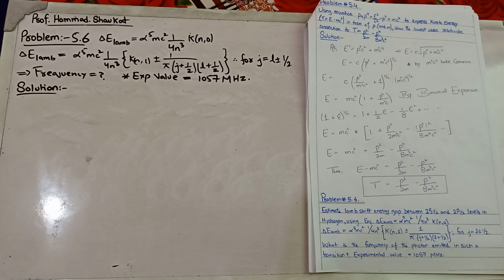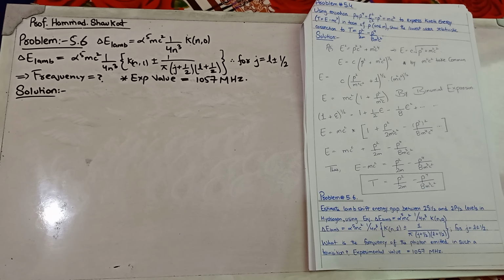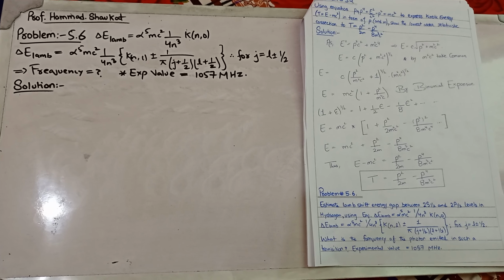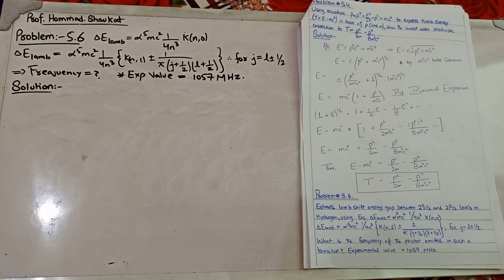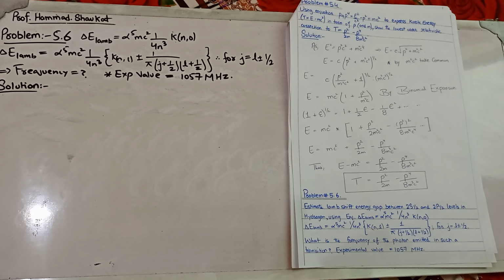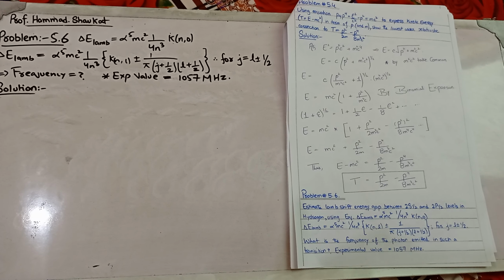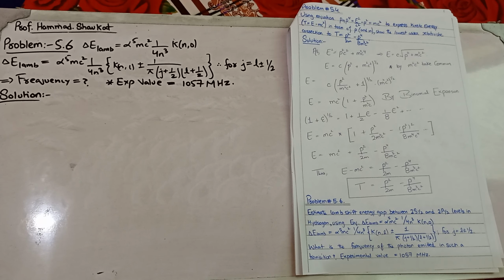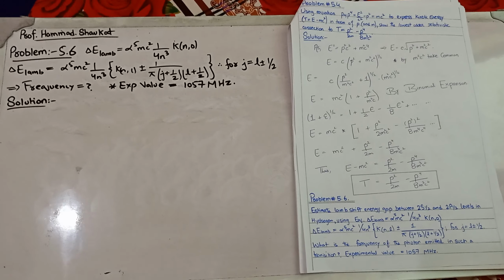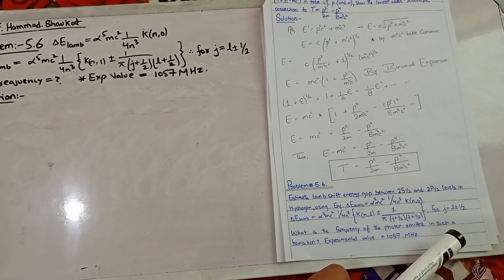Similarly, ΔE Lamb is also given as α^5 mc² multiplied by 1 by 4n³, times k_nl plus or minus 1 divided by π multiplied by (j plus 1/2)(l plus 1/2). This is for j equals l plus or minus 1/2. Understood? Okay, next you have to find the frequency of the photon.